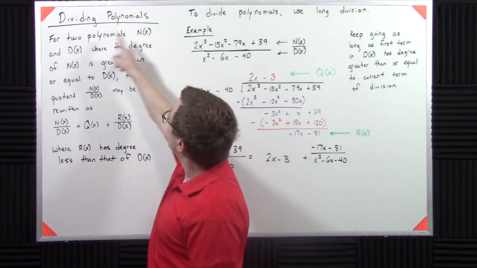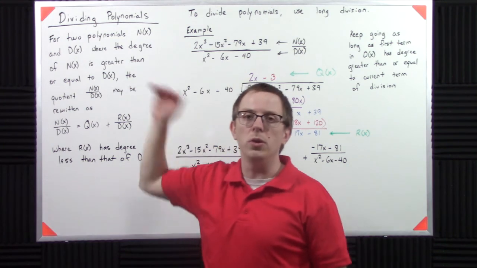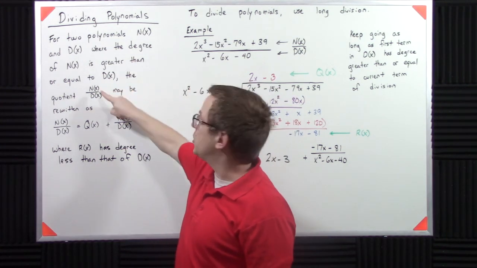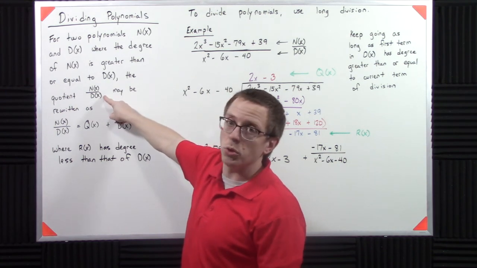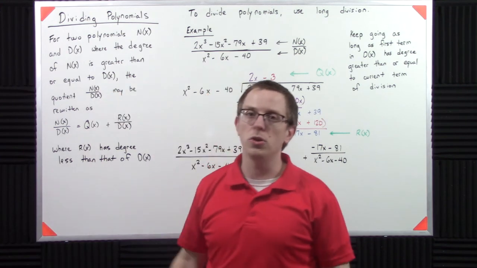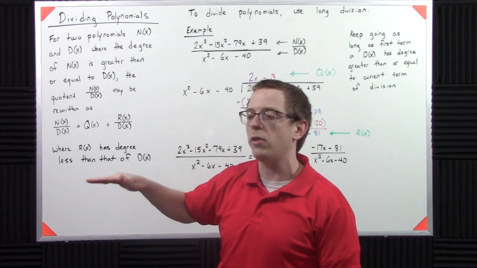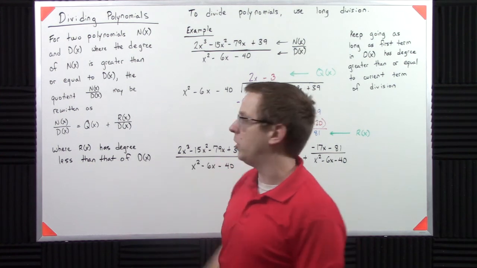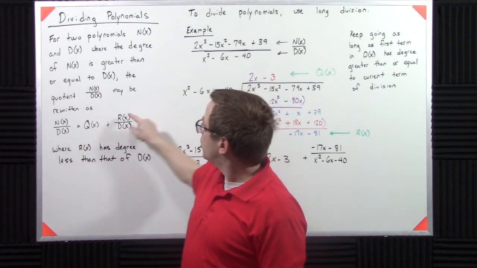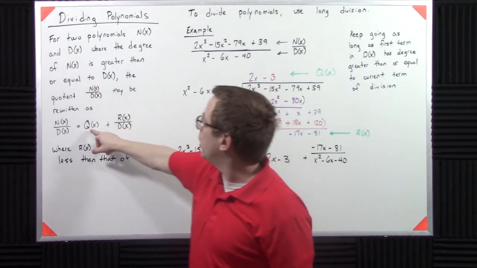If I've got two polynomials n of x and d of x, and they're in some sort of quotient here, right? So there's some sort of rational expression. And the degree of n of x is greater than or equal to the degree of d of x. So think about this in terms of a numerator and denominator. If the degree of the polynomial in the numerator is greater than or equal to the degree of the polynomial in the denominator, we can rewrite this in this form. So d of x doesn't change, but instead of n, I now have this r and this q.